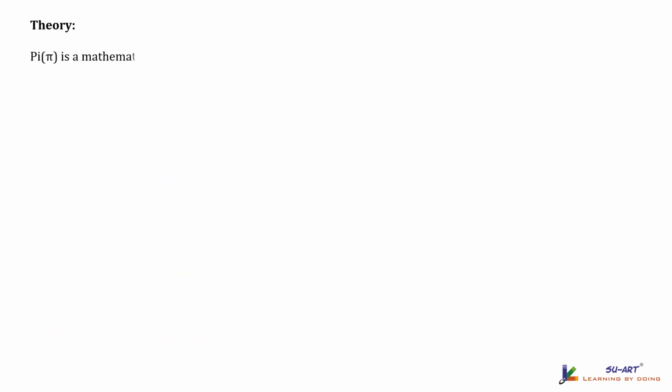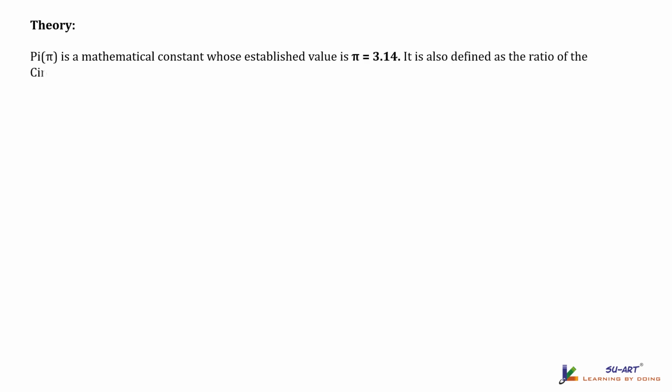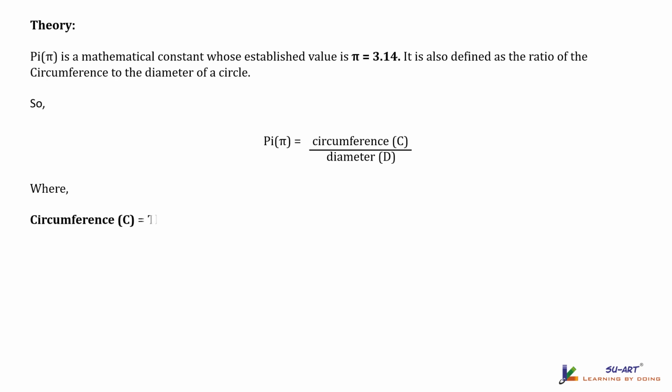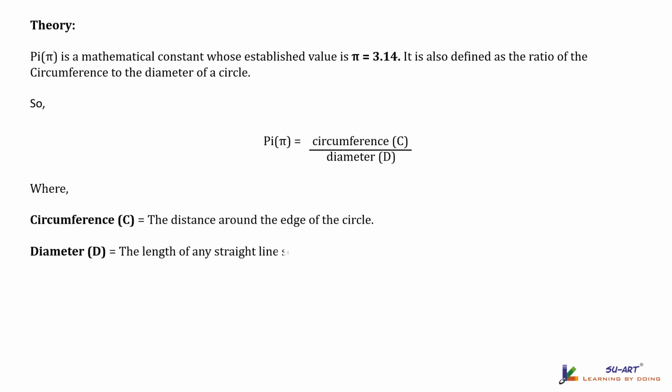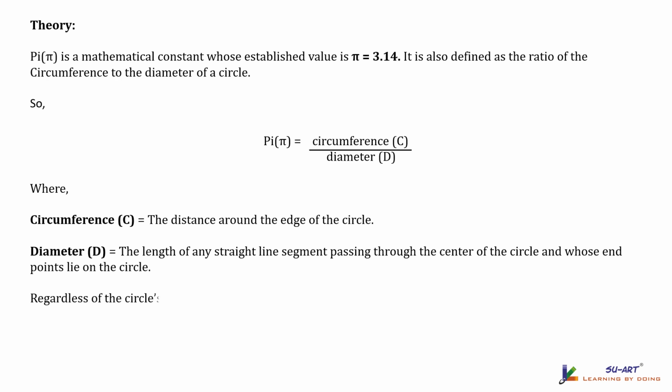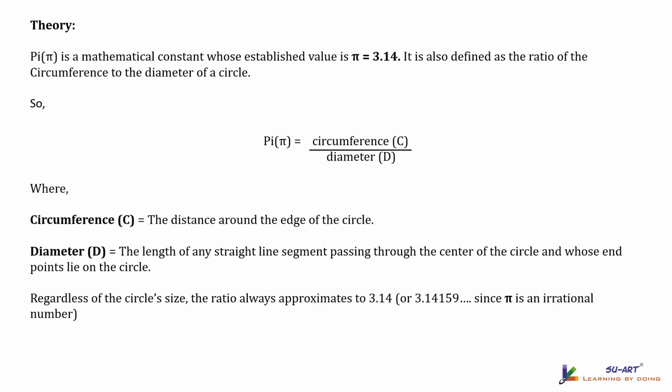Theory. Pi is a mathematical constant whose established value is 3.14. It is also defined as the ratio of circumference to the diameter of a circle. So, pi is equal to circumference over diameter, where circumference c is the distance around the edge of the circle, and diameter d is the length of any straight line segment passing through the center of the circle and whose endpoints lie on the circle. Regardless of the circle size, the ratio always approximates to 3.14 or 3.14159 and so on, since pi is an irrational number.